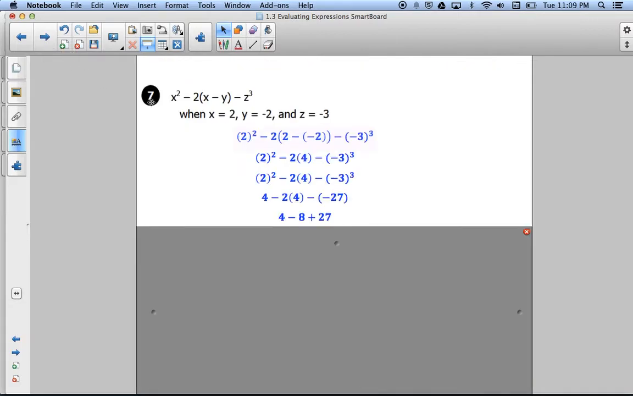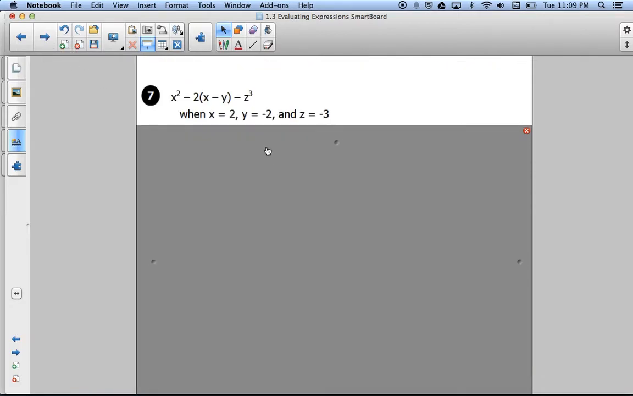Okay, I have one more example. Number 7. What we'll do here is we'll rewrite the expression plugging in a 2 for x, a negative 2 for y, and a negative 3 for z. This one's pretty tricky. So we're going to make sure we definitely put our negative numbers in parentheses, and I might even put my positives in parentheses too.